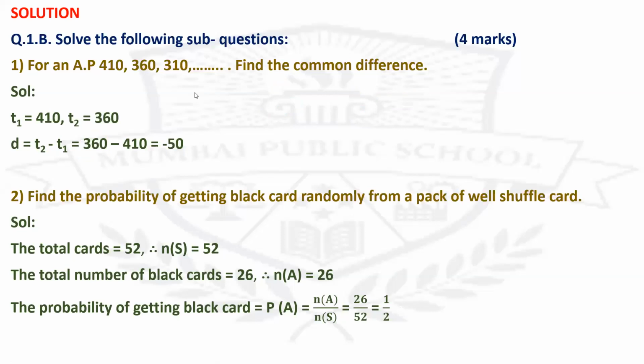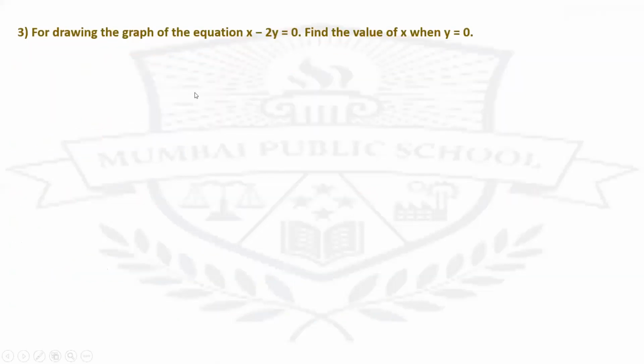Very simple. 2 steps. Next, for drawing the graph of the equation x minus 2y equals 0, find the value of x when y is 0. Now here, most of them get confused. They think, check, the question is for drawing the graph. Matlab, you have to draw the graph here in this question. No, they have not asked to draw the graph.